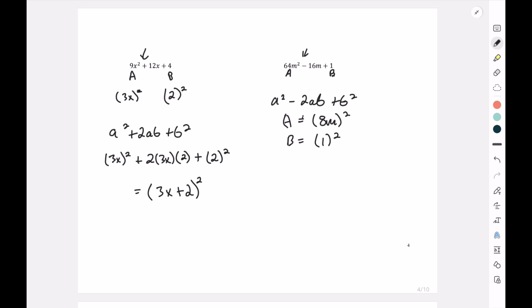If we put it back into the formula that we're given, we would have (8m) squared minus 2 times (8m) times (1) plus (1) squared. And so our answer would be (8m minus 1) squared.